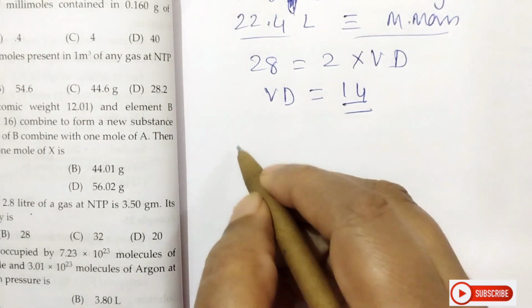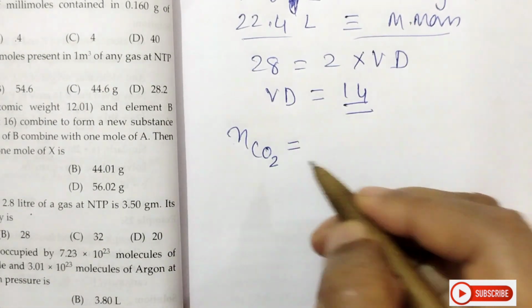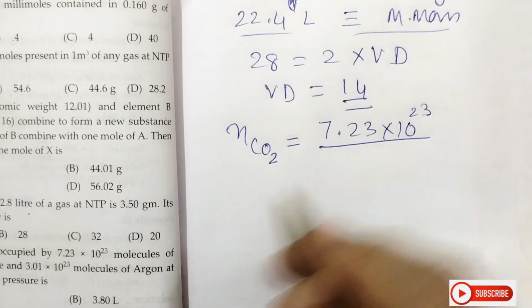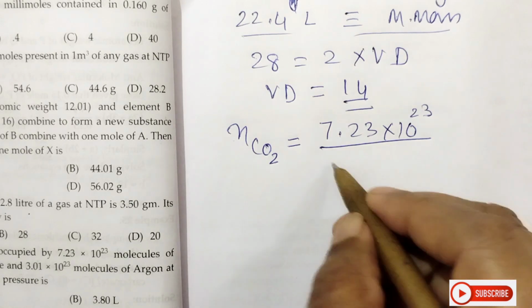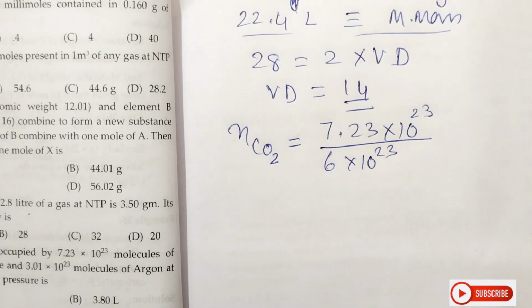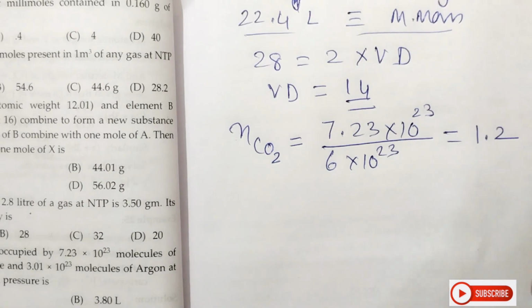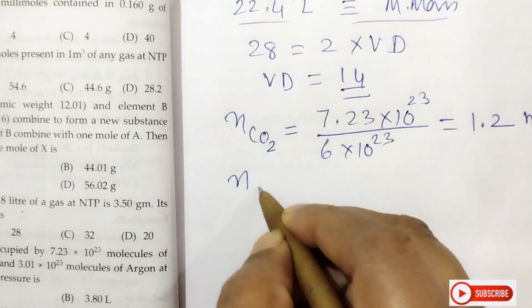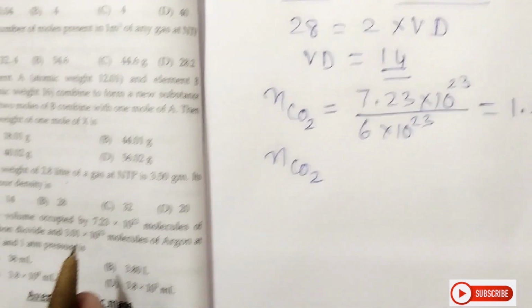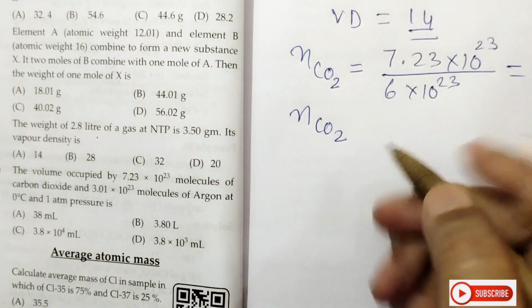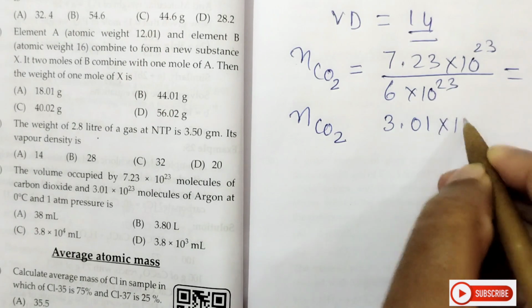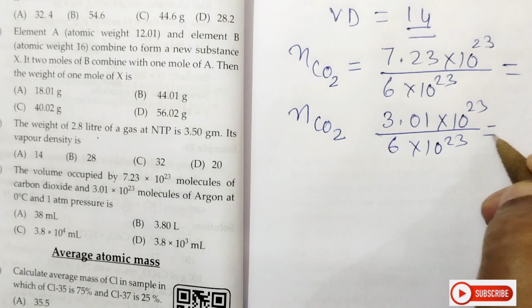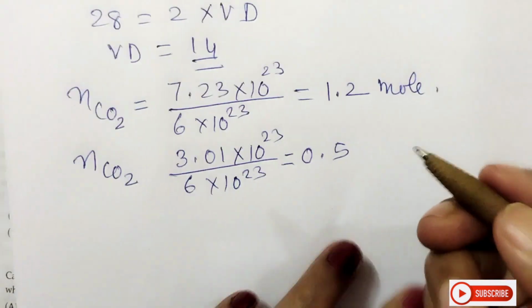First they have given for carbon dioxide. Number of moles of carbon dioxide is equal to the given number of molecules divided by the Avogadro number, 6.02 into 10 raised to 23. If you calculate this, it will come to 1.2. This is moles. Right? Let us calculate the number of moles of argon also. Here also they have given the molecules. It will be 3.01 into 10 raised to 23 divided by again the Avogadro number. If you see the relation, you will get 0.5 moles.